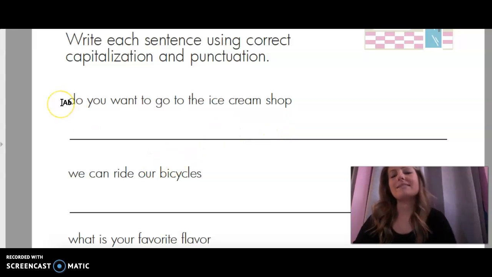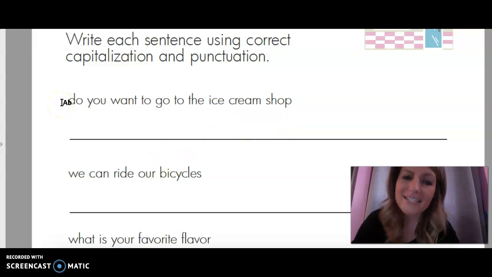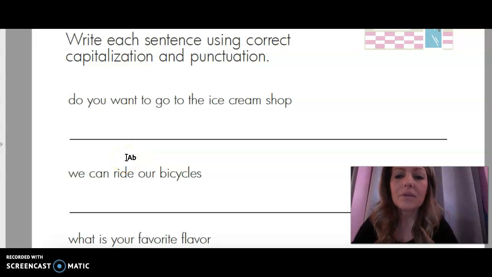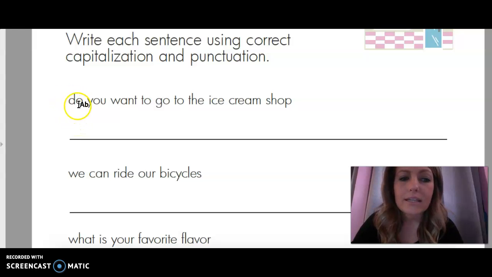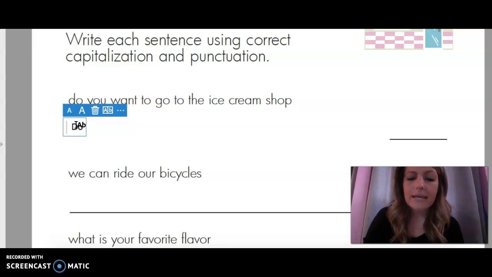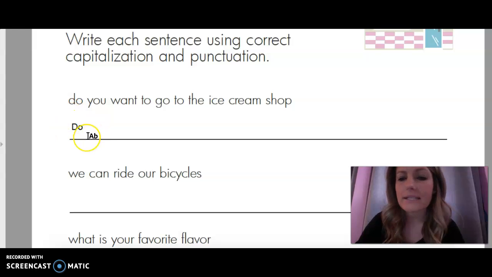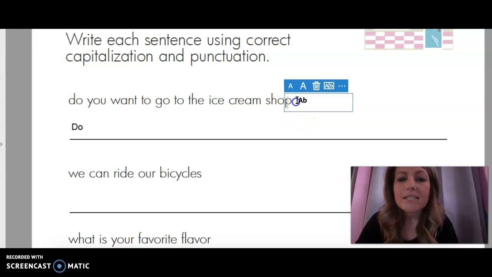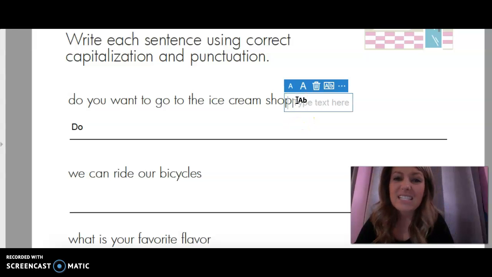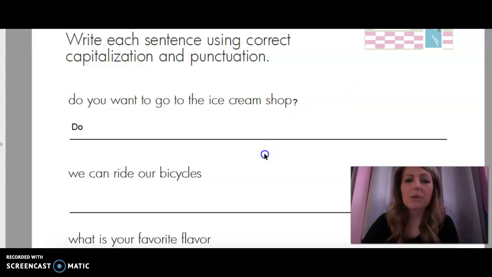I'm noticing a mistake, something we need to fix. Do you see the mistake that we need to fix? It's at the beginning of the sentence. You've got it. You see here, this word do needs to be an uppercase capital D. And the reason why is because it's at the beginning of the sentence. The first word is always capitalized in the beginning of the sentence. Do you want to go to the ice cream shop? Since this sentence is asking a question, it needs a question mark at the end.